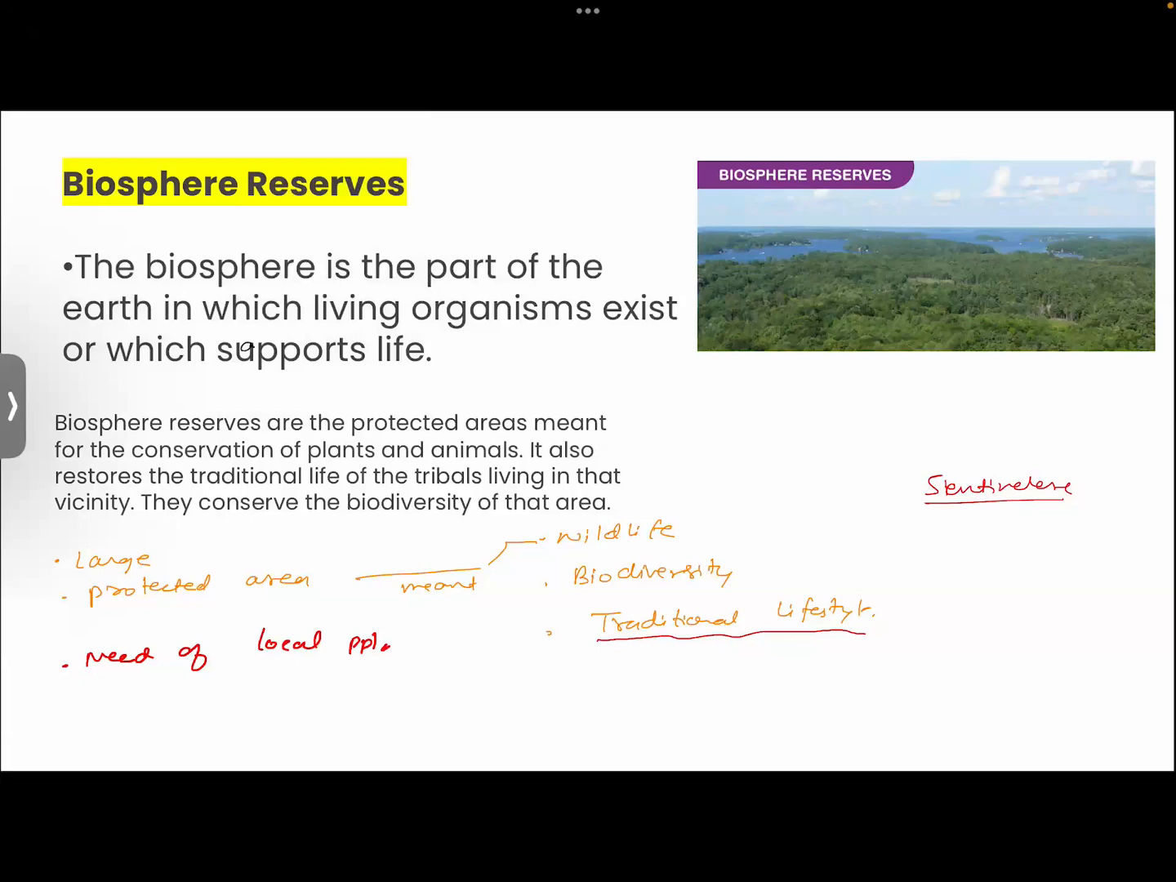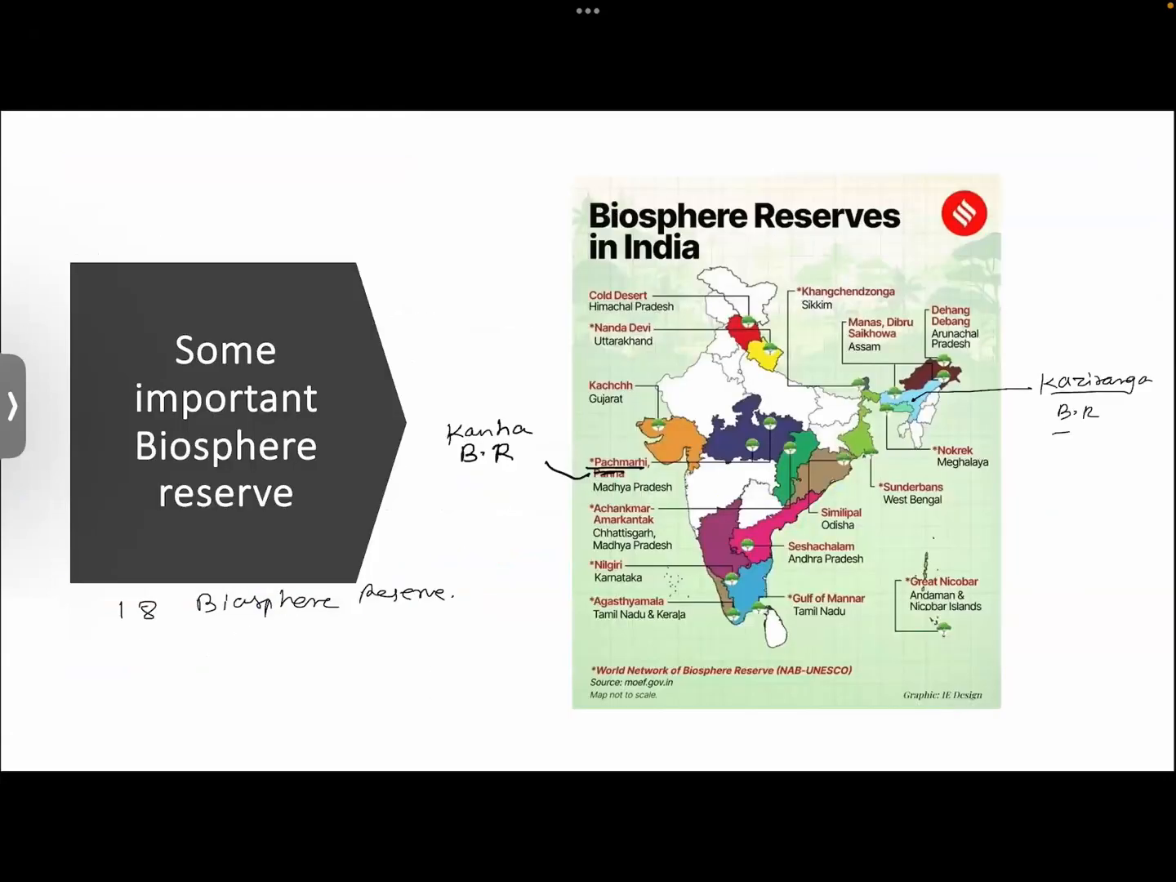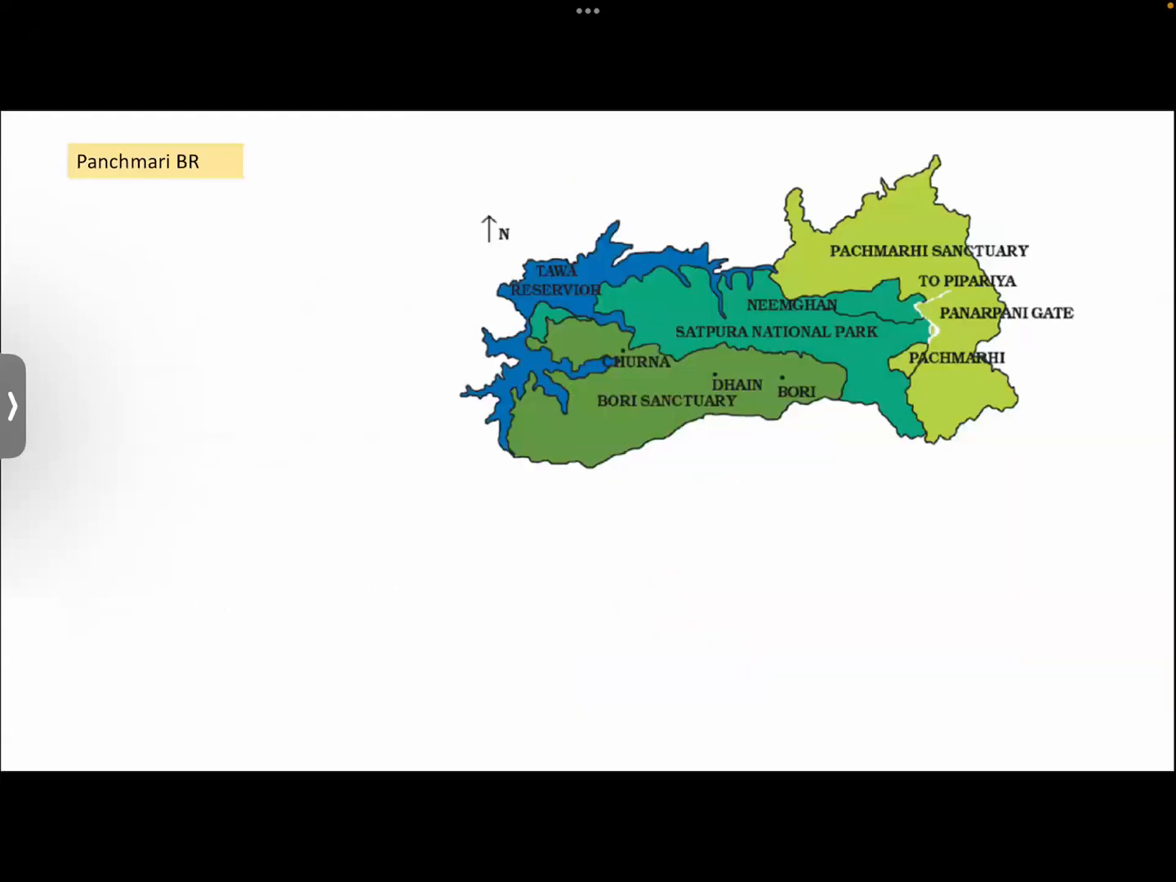Biosphere reserves, right? Okay. Before we continue further, you tell me, what do you guys understand by a biosphere reserve? What is the purpose of a biosphere reserve?